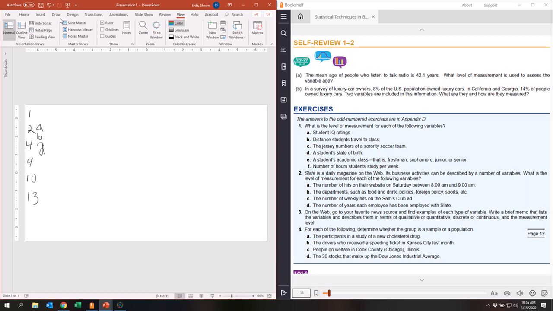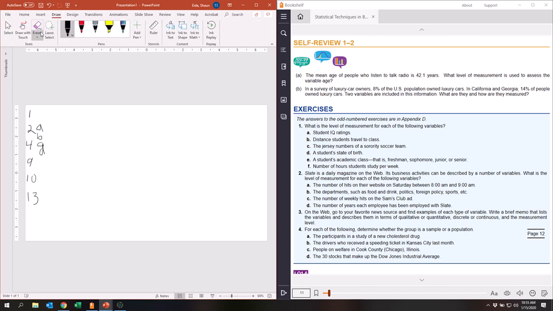So we'll do 2, A, B, C, and D, and let's look at the number of hits. Slate is a daily magazine on the web. Its business activities can be described by a number of variables. What is the level of measurement for each of the following variables? So the number of hits on their website on Saturday between 8 a.m. and 9 a.m.